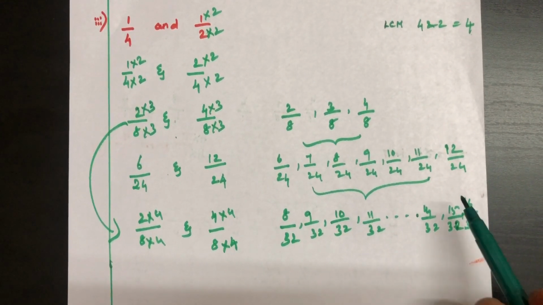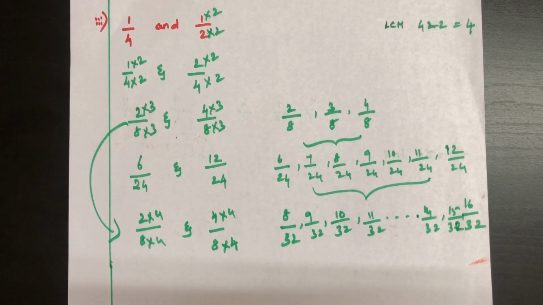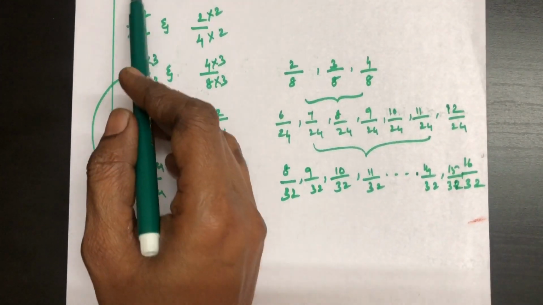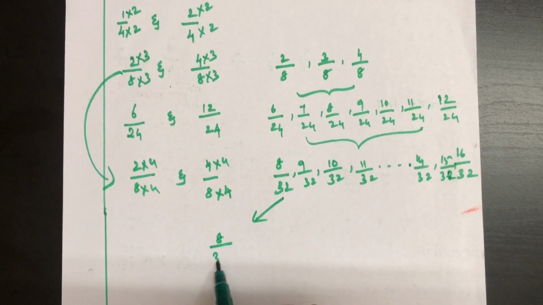So you can pick any rational numbers, like this also you can pick, or like this also you can pick. The thing is, if you simplify it, you will ultimately come up with this only. See, for example, I will take this 8 by 32. So what is the common factor between these two? 8, right?